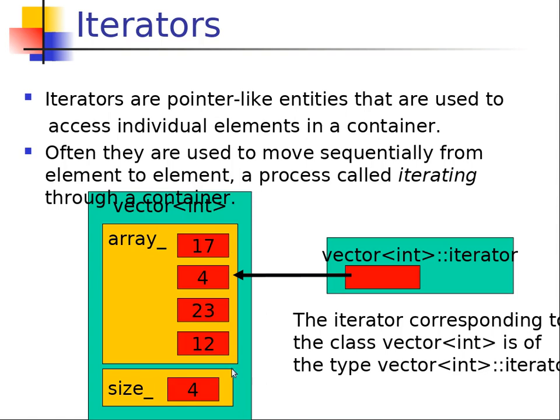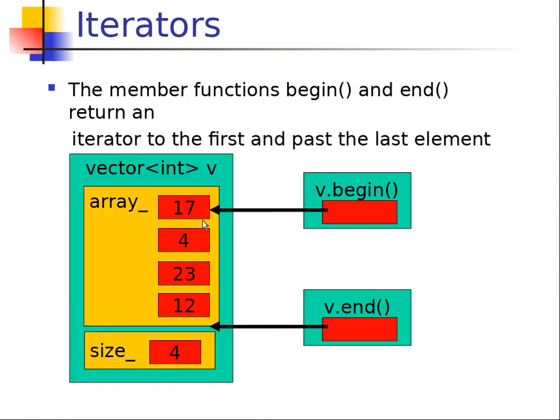So you might have an iterator pointing to one of these and it can move through. Here we go. v.begin points to the first one. v.end points to one after the last. And I kind of don't like this picture because it looks like size should be where v.end is pointing, but it points to one after the last.